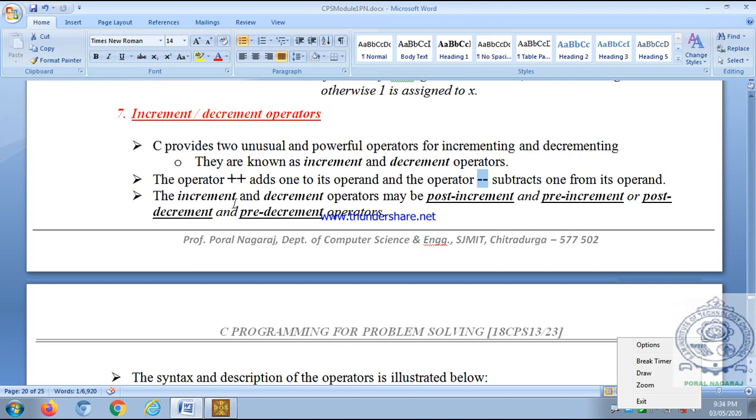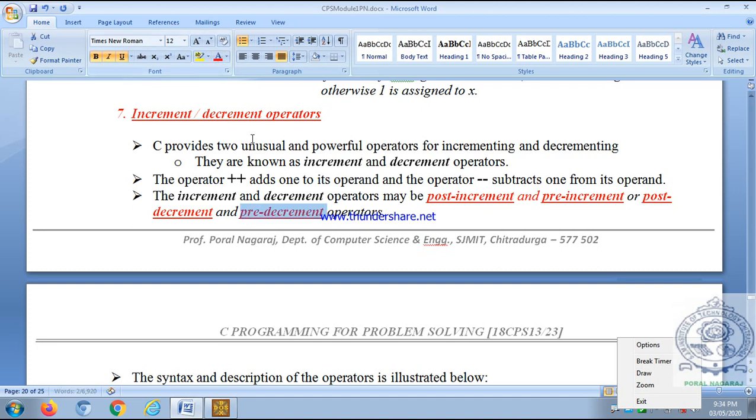Okay, in increment and decrement operators we have two types: post increment and pre increment. These are the two types, post and pre. Post increment operator and pre increment operator. Like that, we have post decrement operator and pre decrement operator.